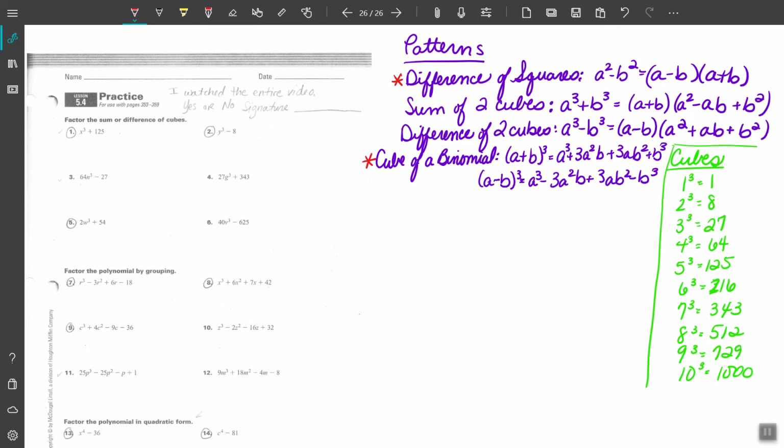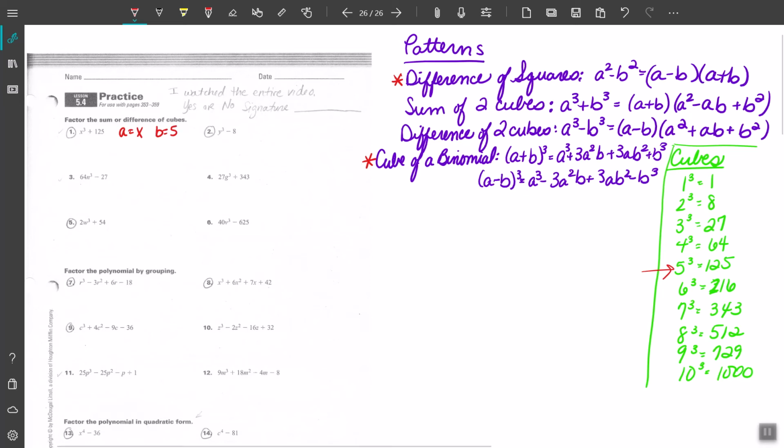Now, how we use these. If we go over to number 1, we can see that we definitely have an a value that's cubed. This is x cubed. So our a value here is simply x. Then we go to our b, and we can actually see as well, if you're familiar with these cubes over here, you can see that 125 right here is 5 cubed. So we have a b value of 5.